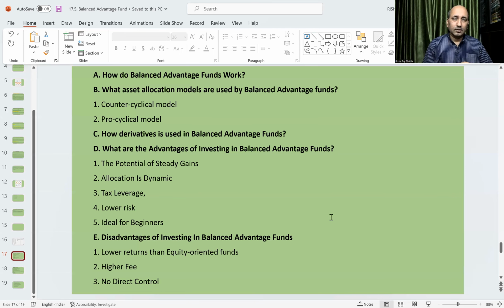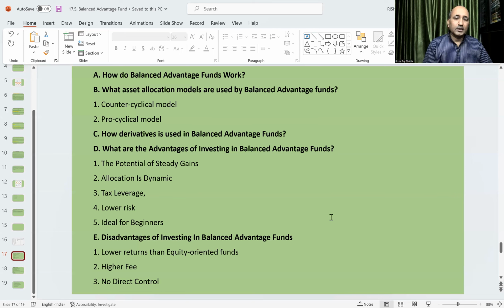Now, another thing: what are the advantages of investing in a balanced fund? We have listed down these 5 advantages. The first one is the potential of STD gains. As we have discussed earlier, we can have regular income and withdraw, or get STD gains through SWP, because this is balanced between equity and debt as per market condition. We can have a stream of income.